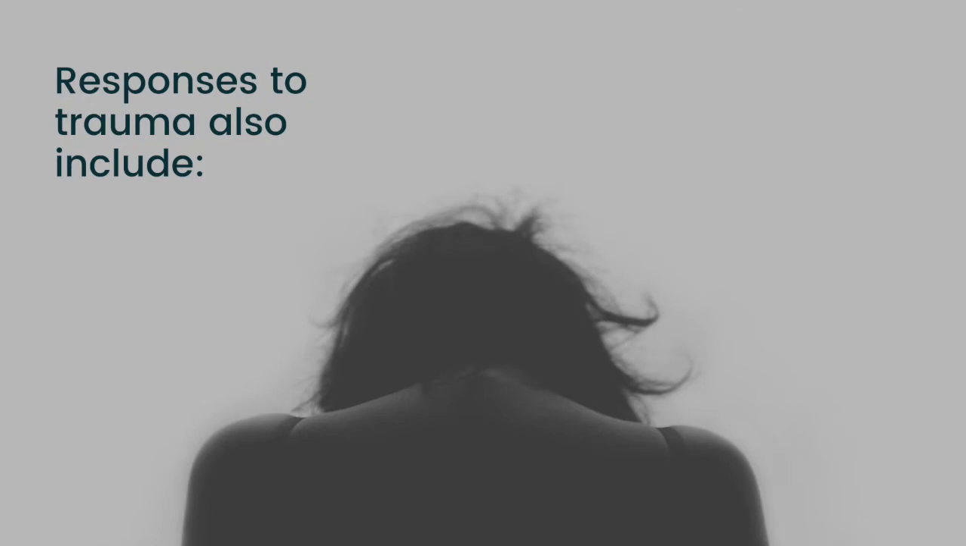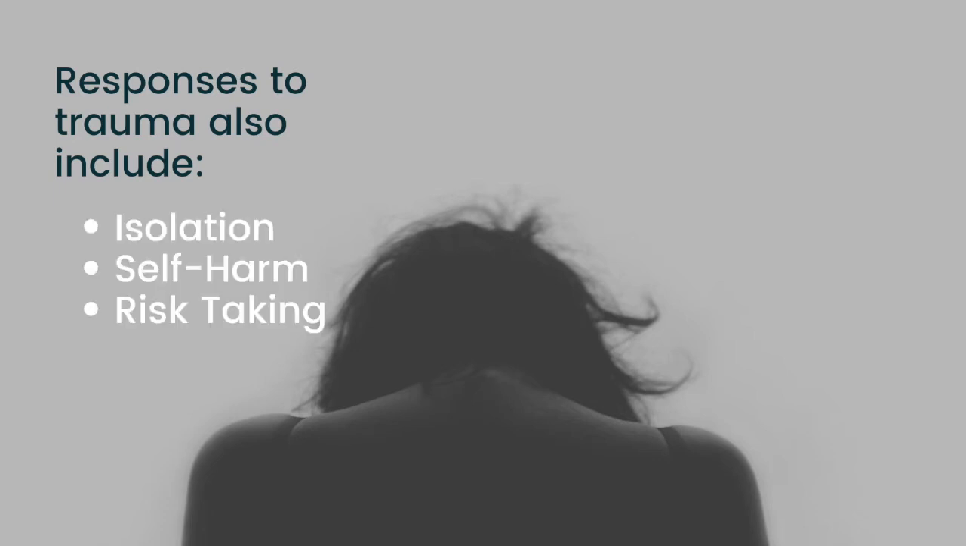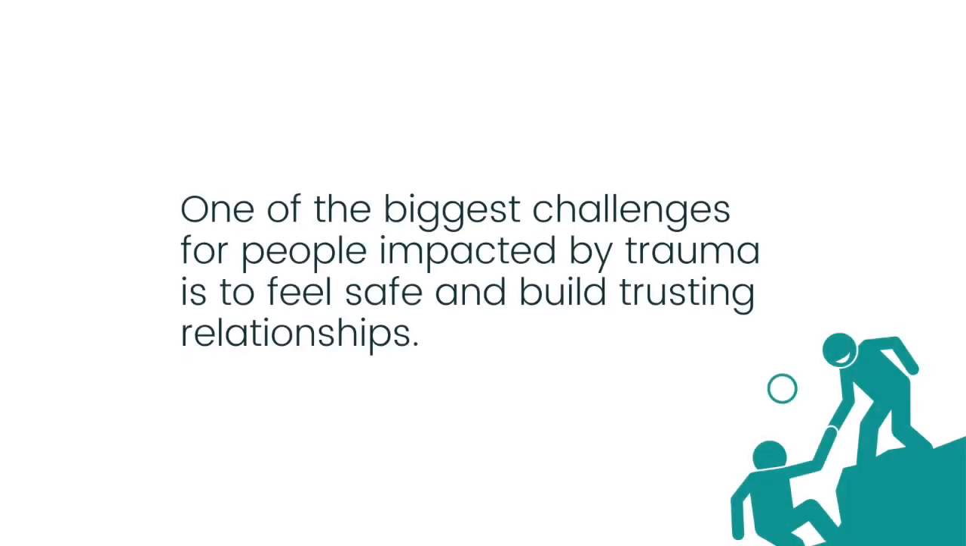The way people respond to trauma is not just limited to issues such as substance misuse or offending. People who have experienced trauma may struggle with isolation, self-harm, and risk-taking behaviour. And one of the biggest challenges for people impacted by trauma is to feel safe and build trust in relationships, because oftentimes they have been seriously harmed by the very people they should have been able to trust in early life. This can impact on their ability to form friendships and relationships, to access employment, and to integrate into society.